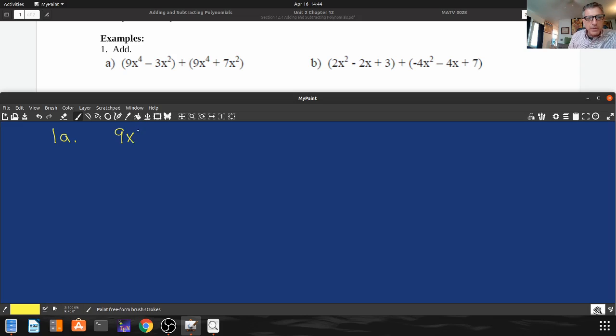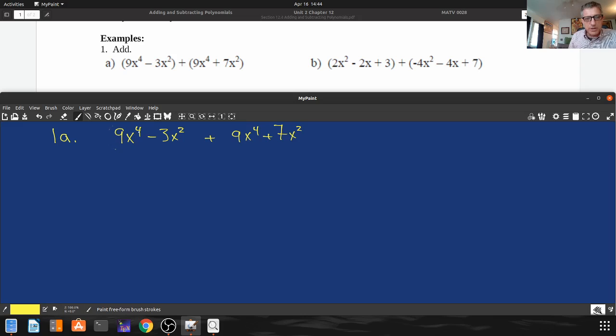So we have 9x to the fourth minus 3x squared, that's in parentheses, plus 9x to the fourth plus 7x squared. So when the operation is addition, literally all we have to do is just remove the parentheses, and you don't even really have to do that, and collect like terms.